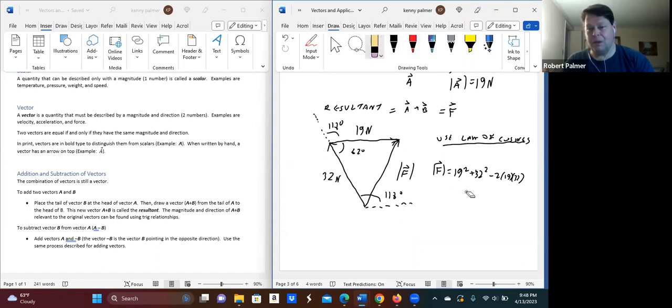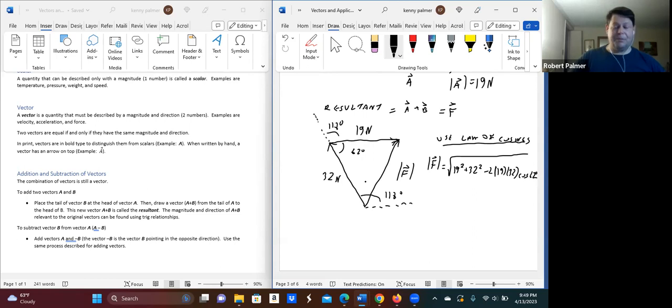I need more space. Let me start that over here again. So the magnitude of F is going to be the square root of all that, because this is F squared. So the square root of 19 squared plus 32 squared minus 2 times 19 times 32 times the cosine of 62. Okay, the cosine of that angle.